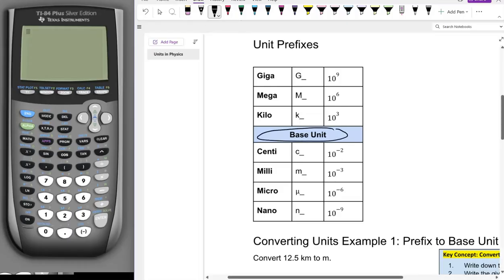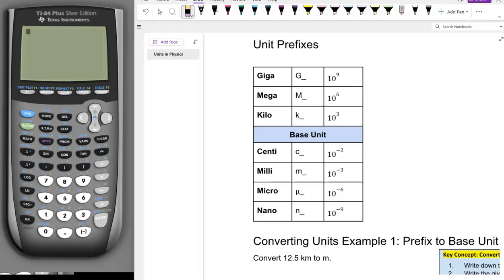In the middle, you'll see the base unit. So this is your second, your meter, or your gram. In the second column, you'll see the abbreviation for that prefix. So if we're using meters, it would be gigameter, megameter, kilometer. You would just fill the M in there, centimeter, millimeter, micrometer, nanometer. Or if you were using seconds, you would fill the S in. If you were using grams, you would fill the G in.